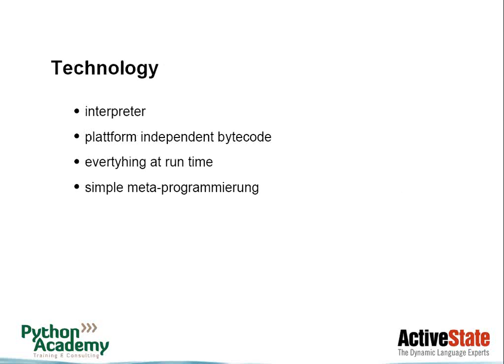Next slide. So a few words about technology. If you don't know, it's interpreted. So everything is interpreted, it's compiled to bytecode, very similar to Java. It's platform-independent bytecode, so you can move it around, independent of the operating system. And pretty much everything happens at runtime, which makes Python very dynamic, and a lot of things get much simpler, a lot of dynamic things, and makes metaprogramming much simpler if everything's dynamic.